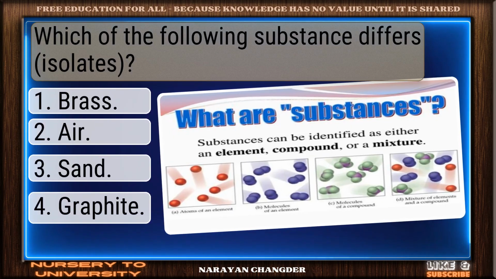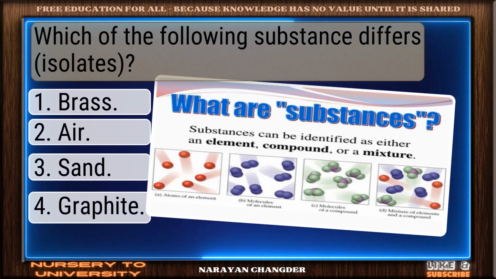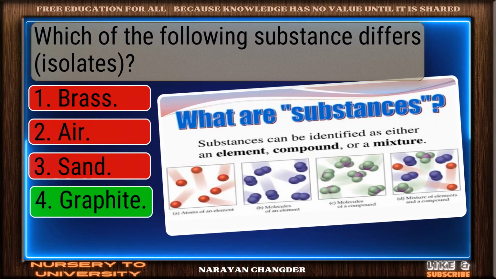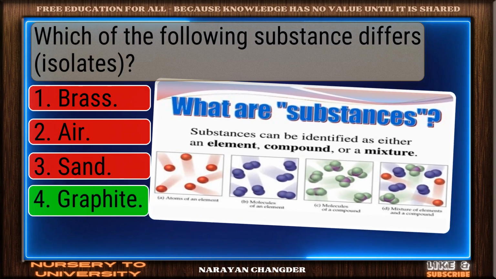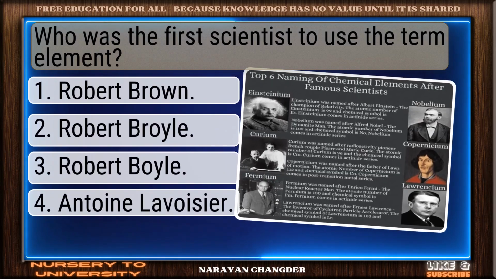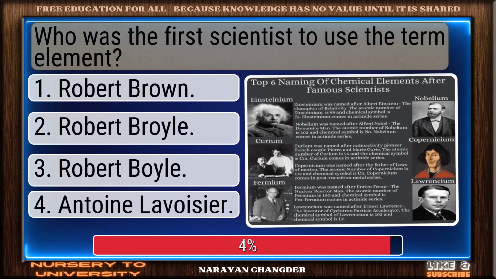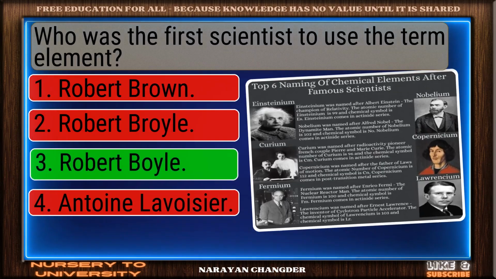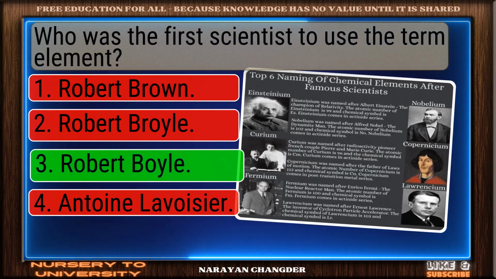Question number 170. Which of the following substance differs? Excellent choice. Graphite is the right answer. Question number 171. Who was the first scientist to use the term element? Right again. Robert Boyle is a valid answer.